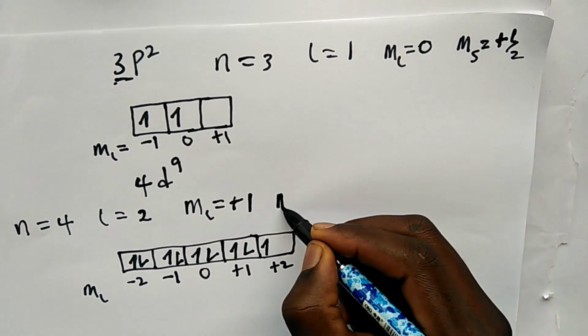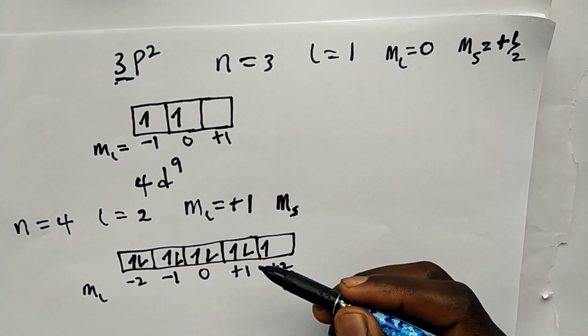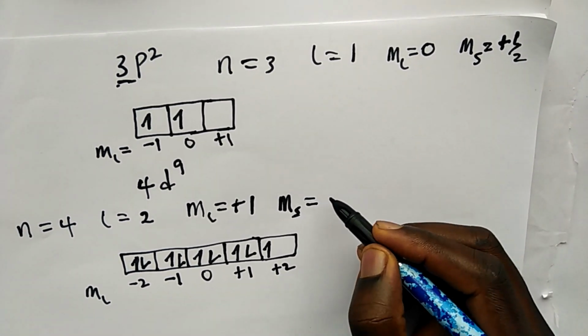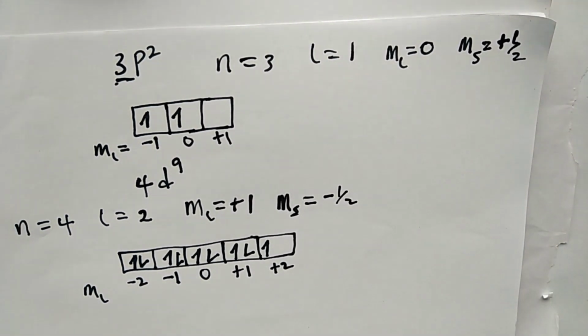Now what about our MS? The last electron is pointing downward, so it's going to have a negative spin. So this is going to be minus half. So these are the 4 quantum numbers of this particular electron.